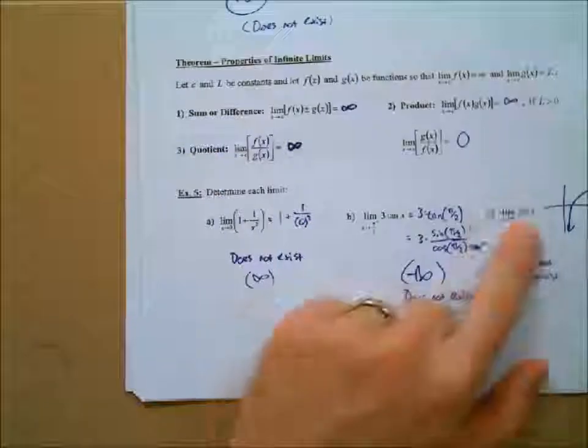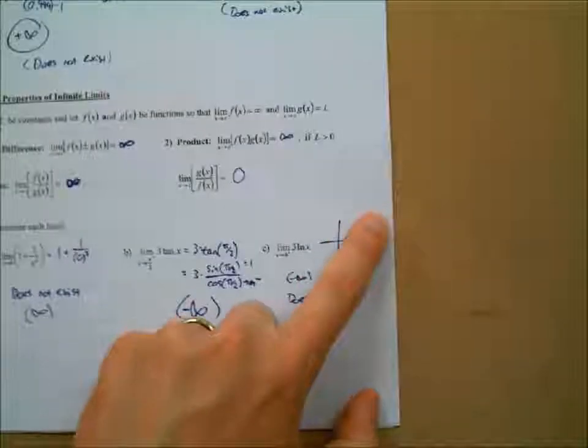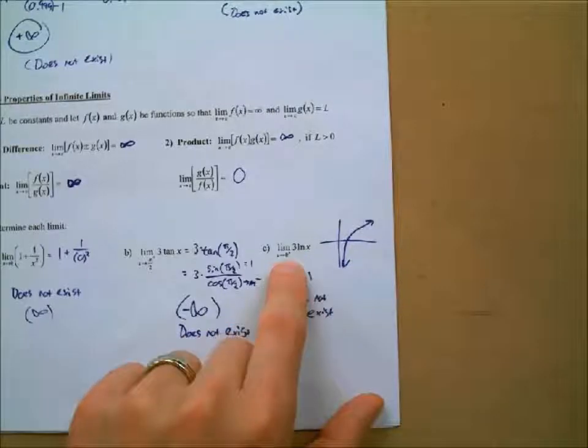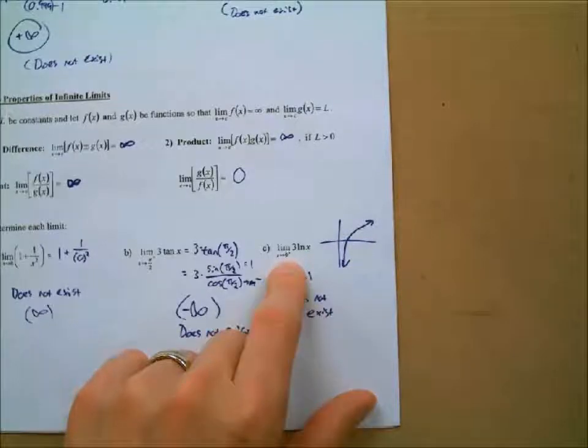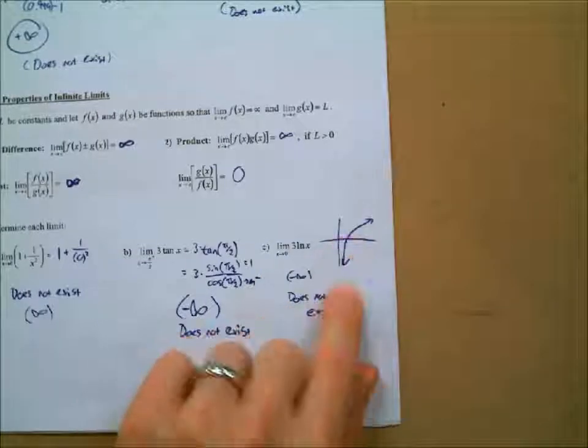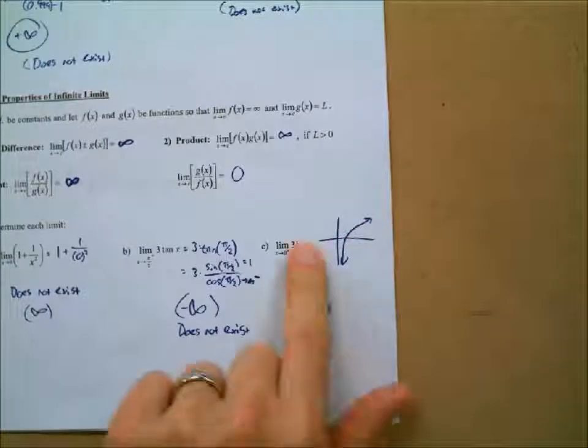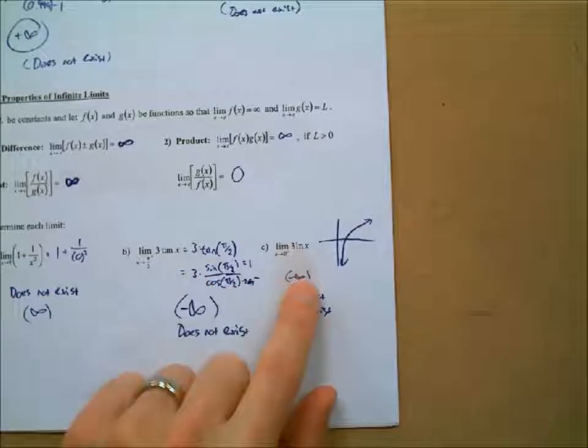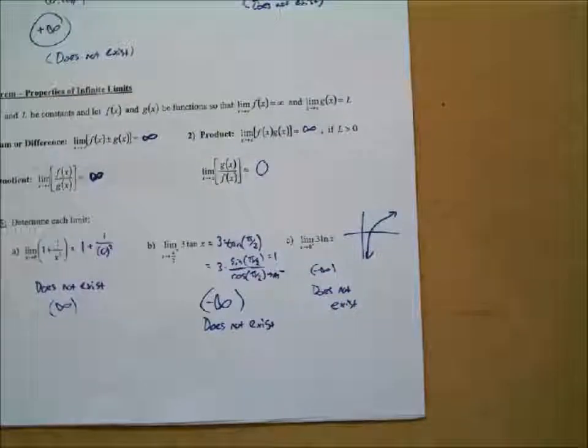And then finally here for letter C, the natural log of x. If we remember, the natural log of x's graph looks like that. As you approach 0 from the right, which is the only way you can approach 0 when you're talking about natural log, you can clearly see we're going to go down towards negative infinity, and then times 3, it's still negative infinity. And so again, in other words, the limit does not exist.